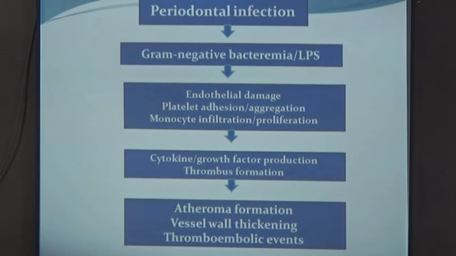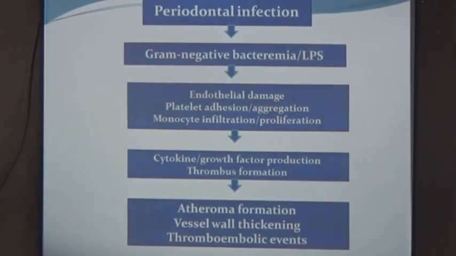One more thing: the periodontal infection. All of you know periodontal infection is only because of gram-negative bacteria. When I told you about gingivitis, I said more than 50% is gram-positive, whereas in periodontitis it is only gram-negative. Some gram-negative microorganisms secrete LPS endotoxin, some secrete exotoxins. So with gram-negative bacteremia and LPS endotoxin, what happens? Endothelial damage takes place, platelet adhesion and aggregation takes place, and monocyte infiltration and proliferation takes place.